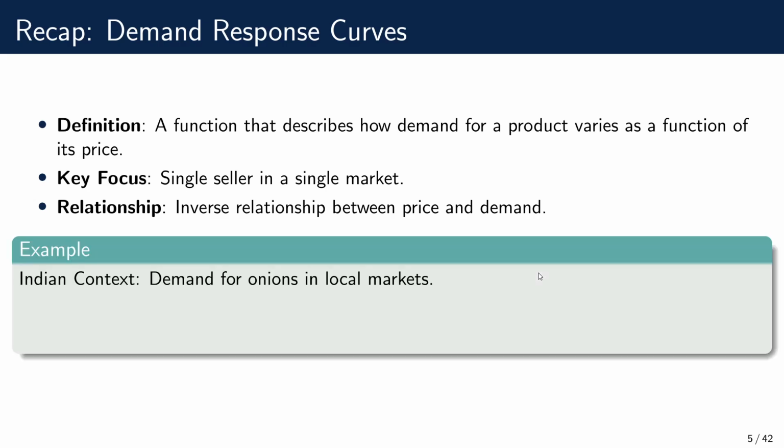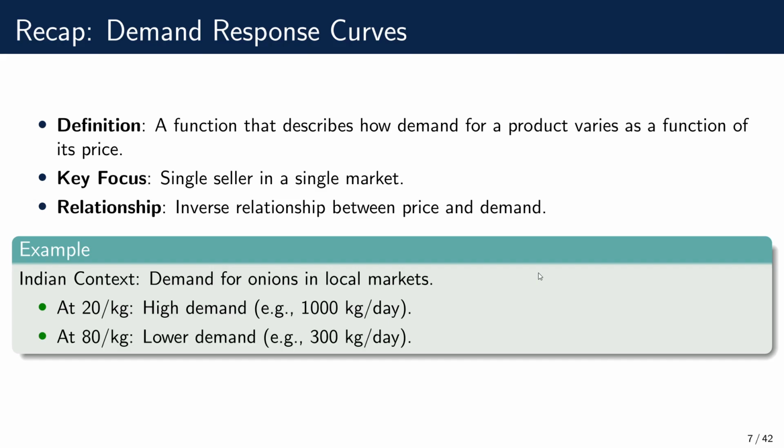Example: demand for onions in the local market. At 20 rupees per kg, the demand will be high, let's say 1000 kgs per day. But when the price goes up, let's say to 80 rupees per kg, the demand becomes lower, let's say 300 kgs per day.